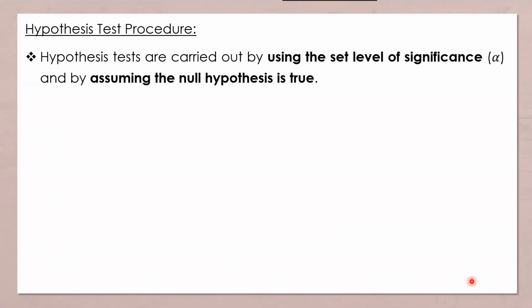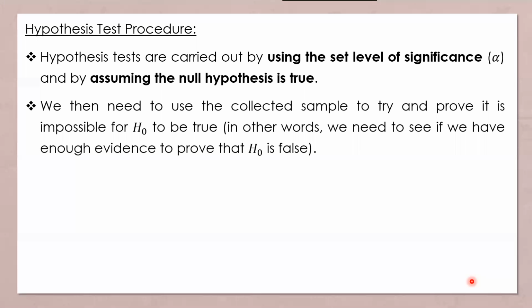So hypothesis tests are carried out by, one, using a set level of significance, so alpha is pre-specified, as well as by assuming the null hypothesis is true. Okay, so that's always how we carry out a hypothesis test, no matter what hypothesis test procedure is being carried out. So then what we need to do is use the collected sample that we have obtained, obviously ensuring it is as representative of our population as possible.